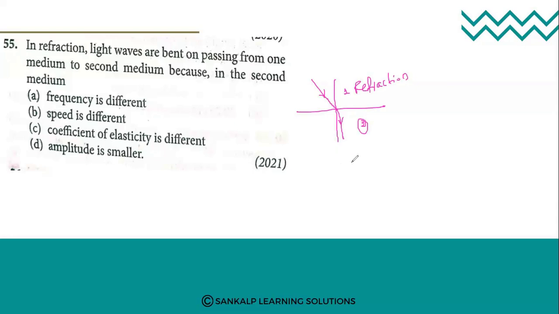What will be the reason for that? What is the reason for the change in direction in the case of the refraction phenomena? Yes, so here the options are: the frequency is different, speed is different, coefficient of elasticity is different, amplitude is smaller. So according to the options, medium 1 and medium 2 have different frequencies, or both mediums have different speeds, or the coefficient of elasticity is different, or the amplitude values are different. Which is the answer?